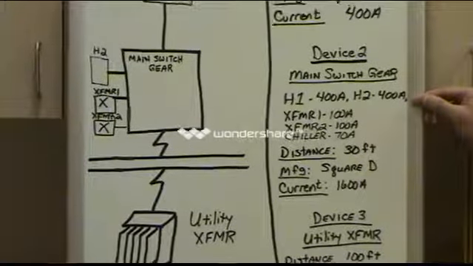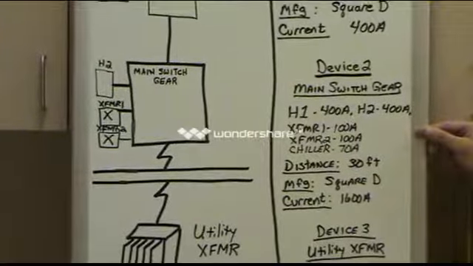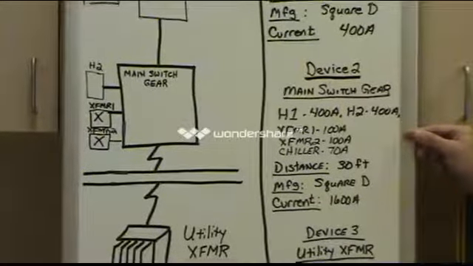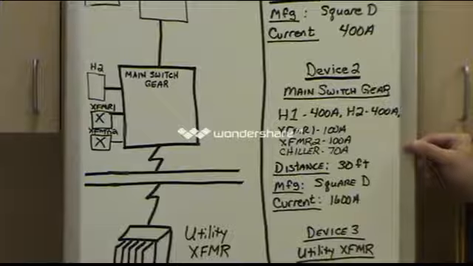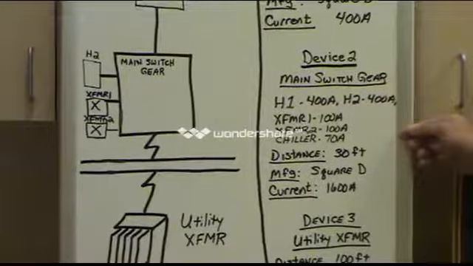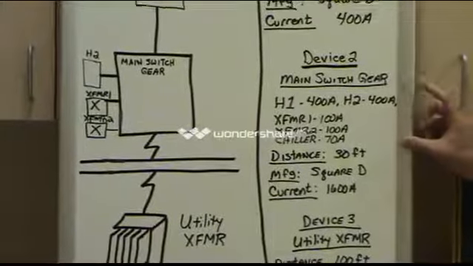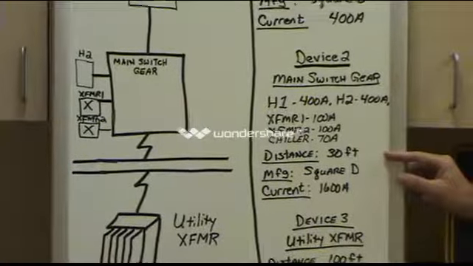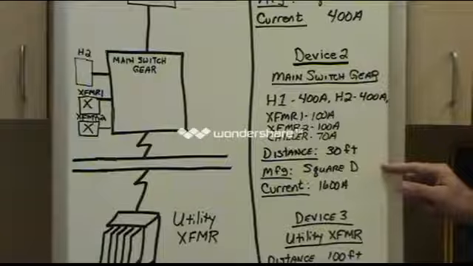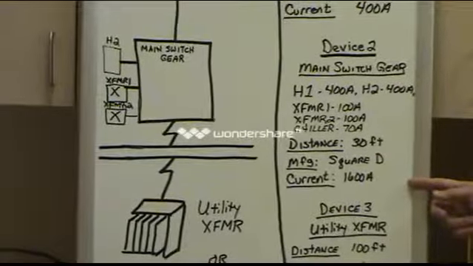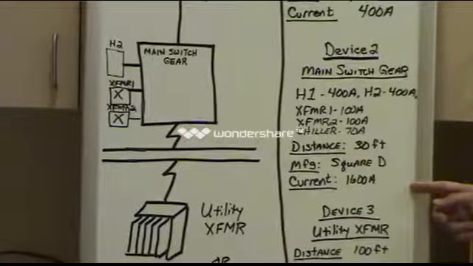H1 is 400 amps. H2 is 400 amps. Transformer for MR1 is 100 amps. Maybe it's an isolation transformer. And then the transformer for MR2 is another 100 amps. We also have a chiller on here. So there are the loads. Distance is 30 feet away from my other one. It's made by Square D, and the current rating of the panel is 1600 amps.